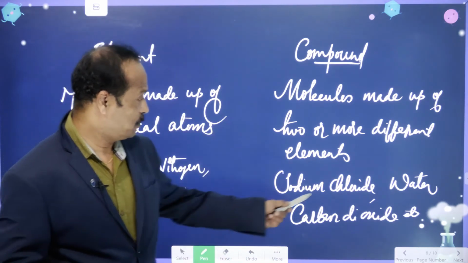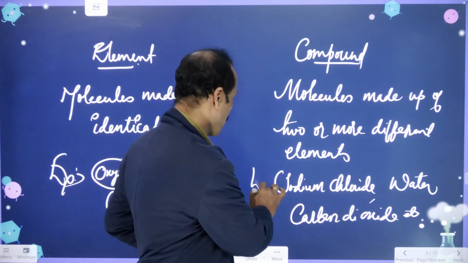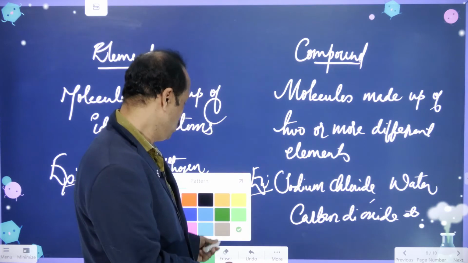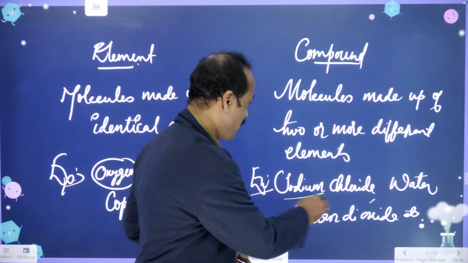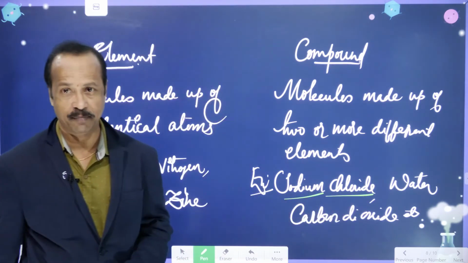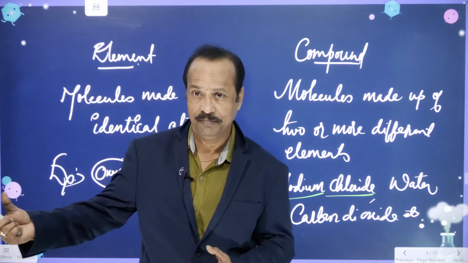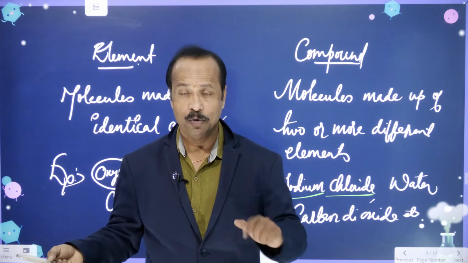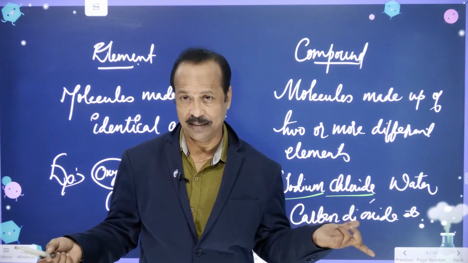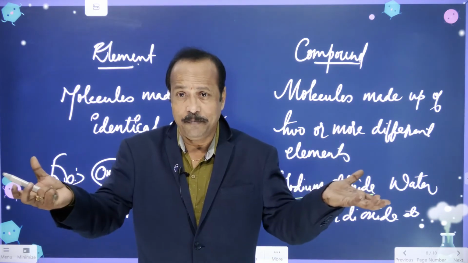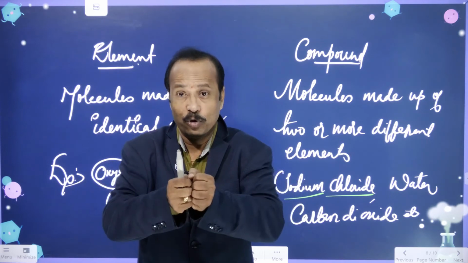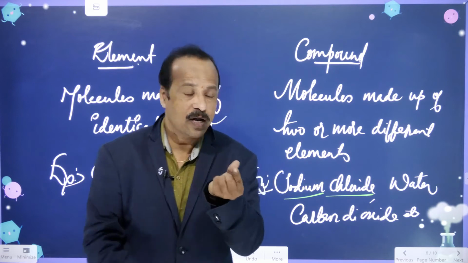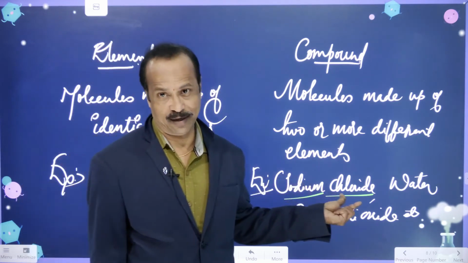Now a compound example is sodium chloride. Sodium is there and chloride, meaning chlorine, is there. Sodium is different, chlorine is different. Sodium is a metal, chlorine is a non-metal, a gas. So these two different elements, sodium and chlorine, combine to form one compound called sodium chloride.